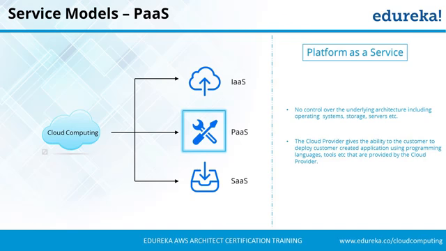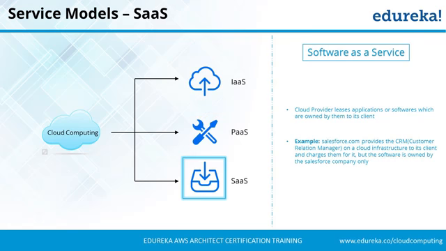The cloud providers in this case give the customer the ability to deploy applications using programming languages or tools that are provided by the cloud provider. So you cannot change the underlying architecture. That's the key word associated with platform as a service: every time you deploy this application, you will get the same architecture. You cannot change the architecture.